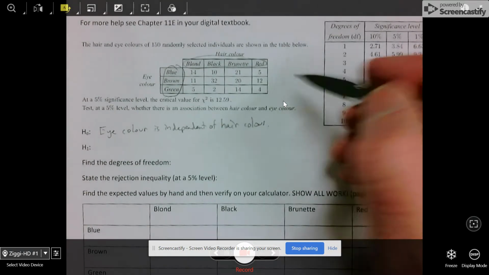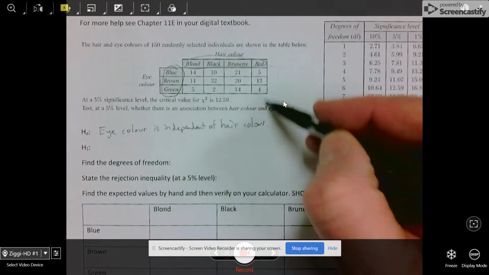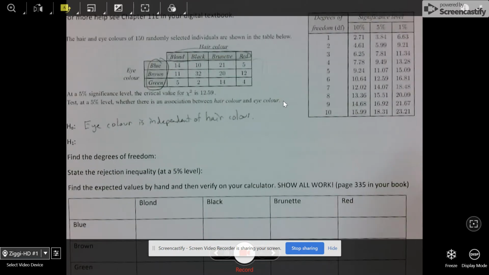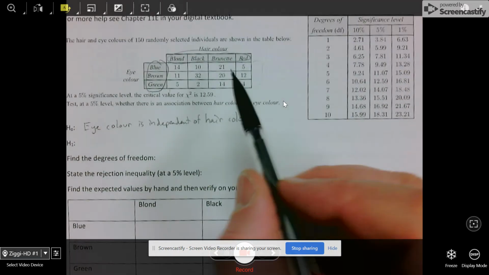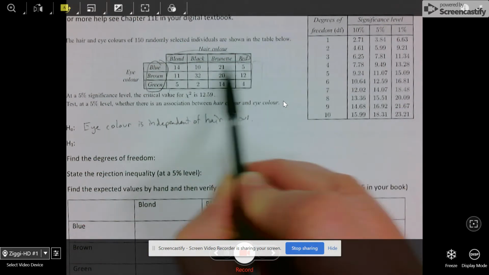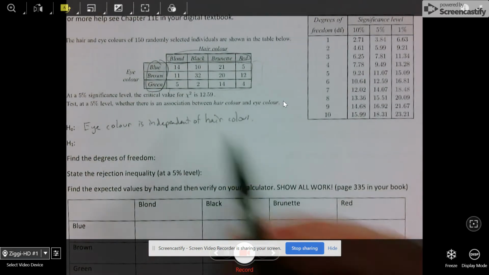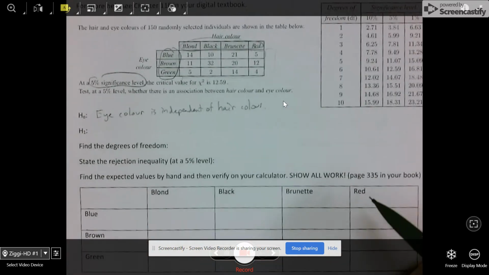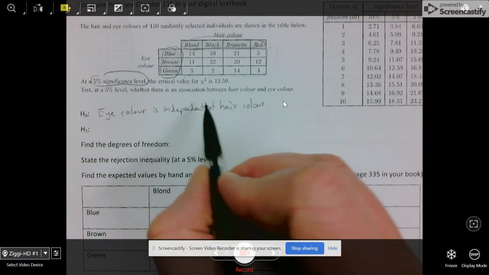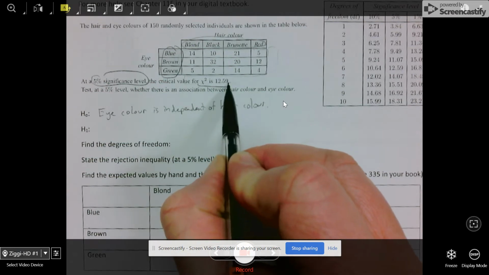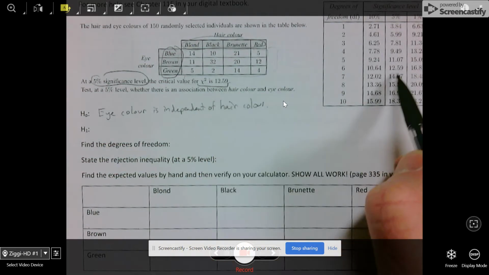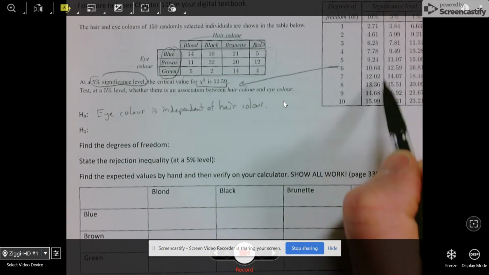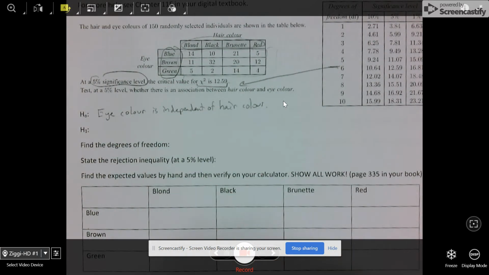A couple of things I like to notice: there's no totals here. So we would need totals if we're finding expected values. And that means if I'm using my calculator, this is what I enter into my calculator. The other thing is they say tested at a 5% significance level, and they're telling you the critical value. I put the table on here so we can do a little matchup, but you don't need the table if they tell you the critical value.